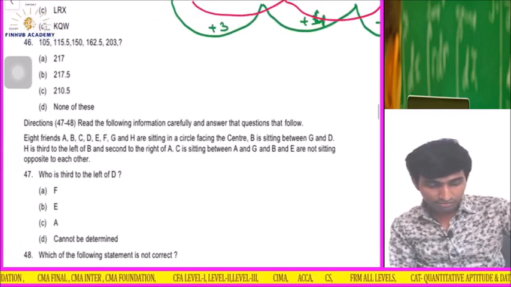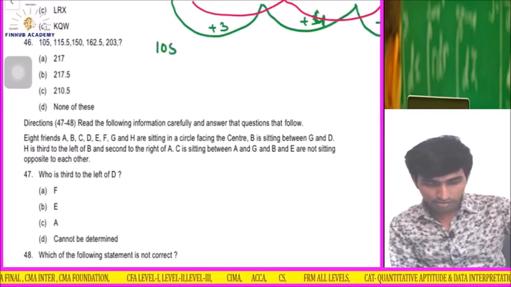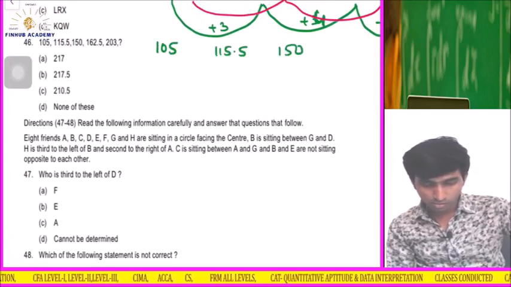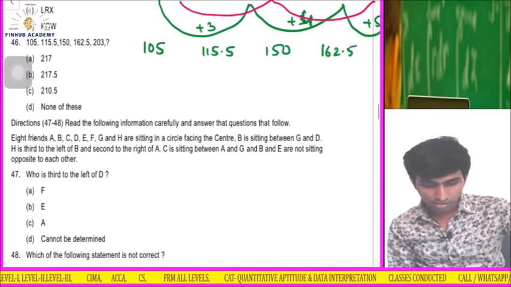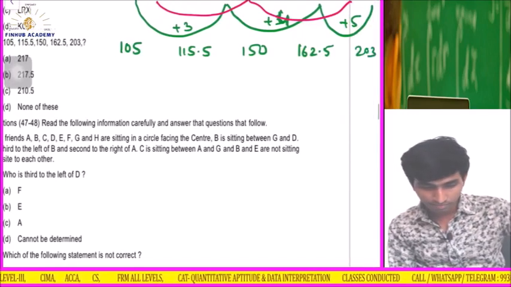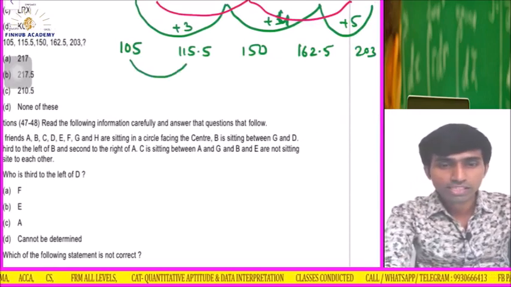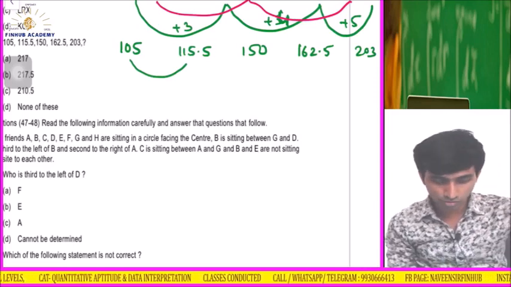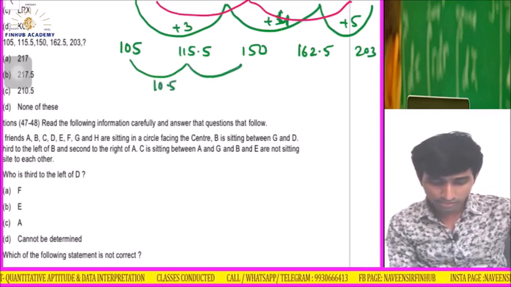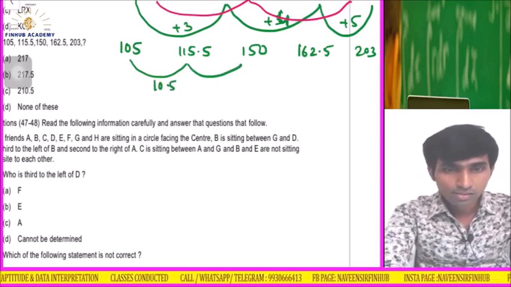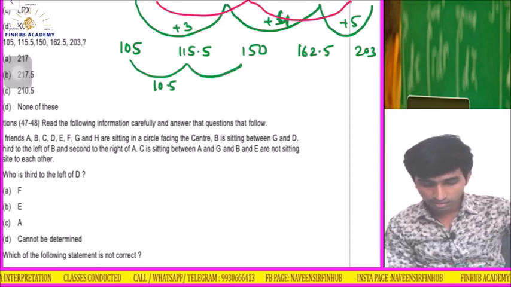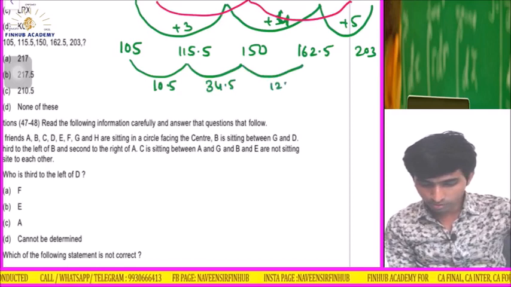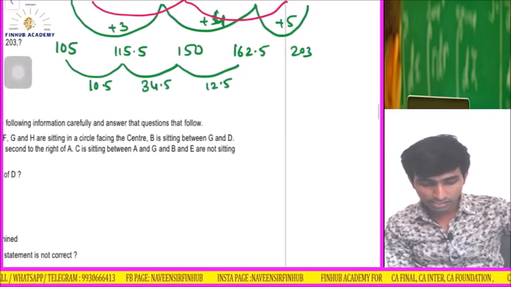105, 115.5, 150, 162.5, 203. Numbers are okay, I can find some sequence. Here what is the difference? 115.5 minus 105, so it is 10.5. Here the difference is how much? 150 minus 115.5, answer is 34.5. Here the difference is how much? 12.5. So here the difference is 2.